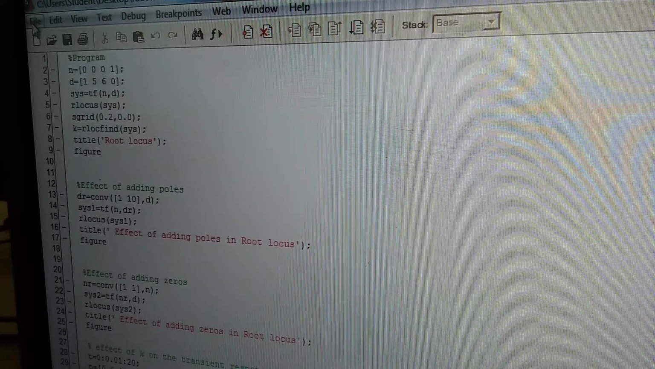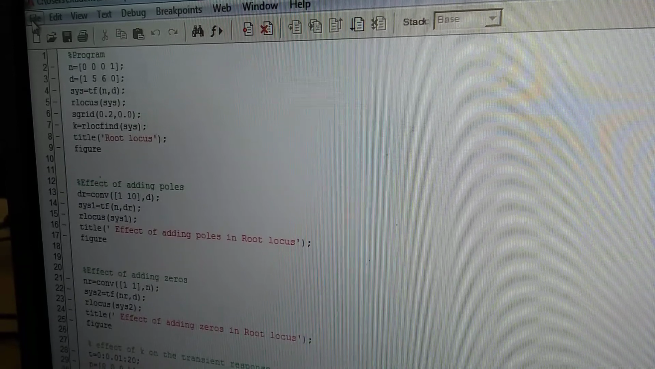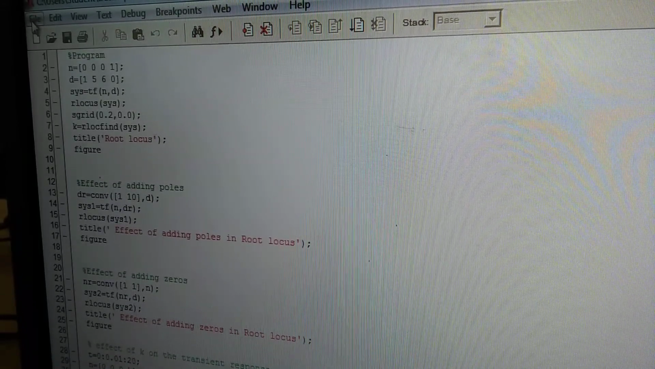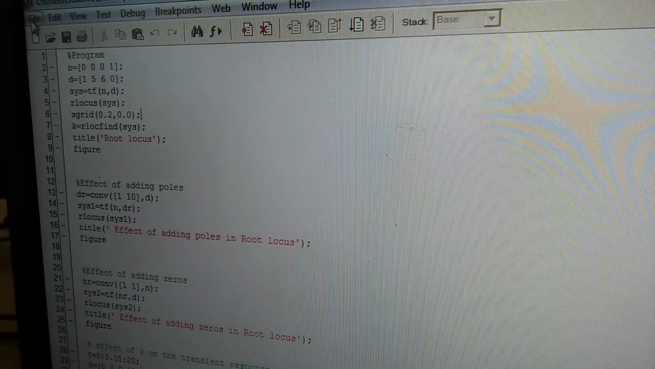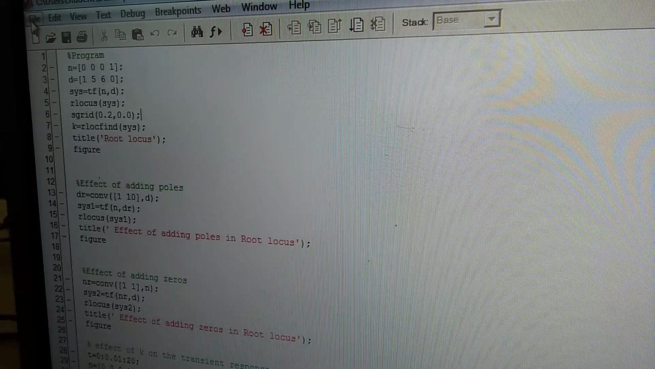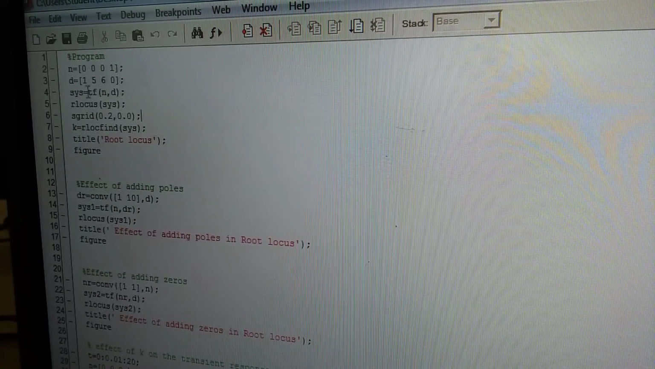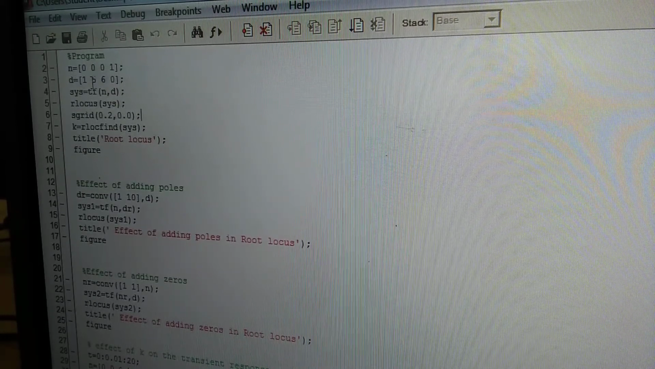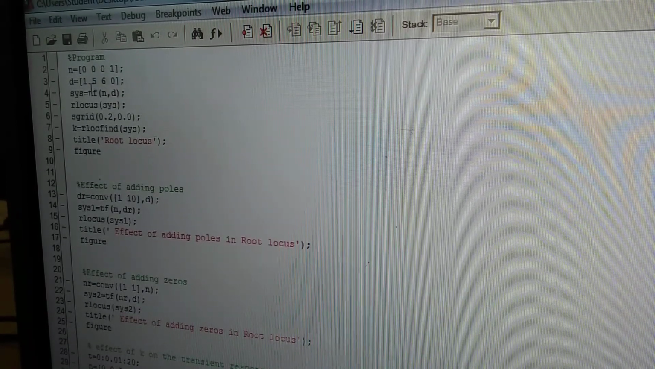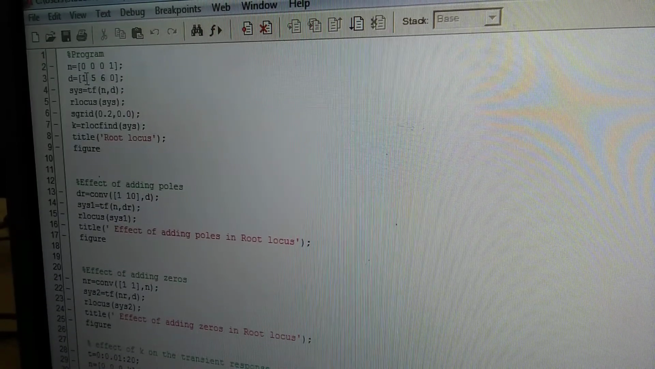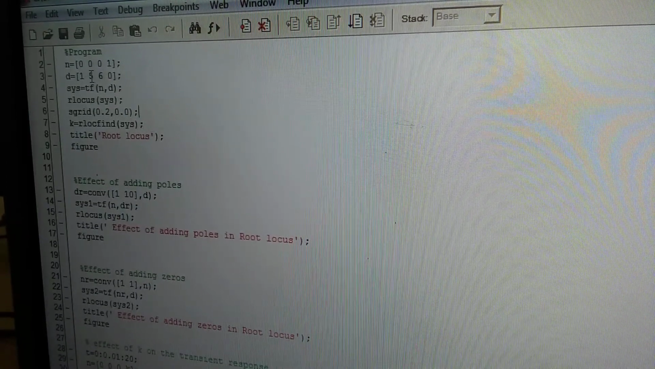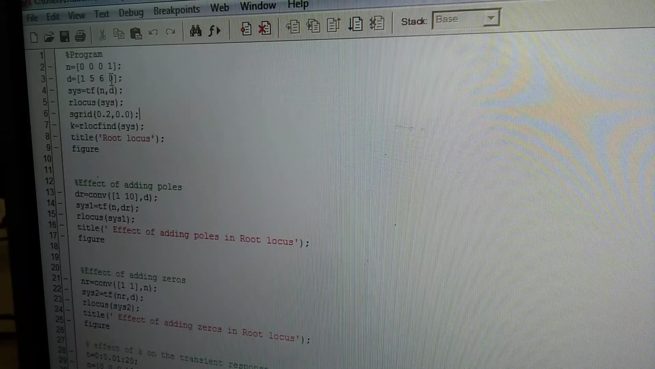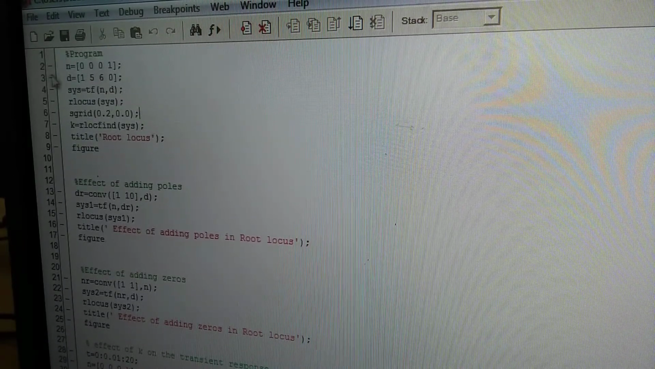Consider the transfer function of the open loop system G(s) equal to 1 divided by s cubed plus 5s squared plus 6s. So the numerator is 1, and the denominator is s cubed plus 5s squared plus 6s. The constant term is 0, that's why it is 0. This is the transfer function.